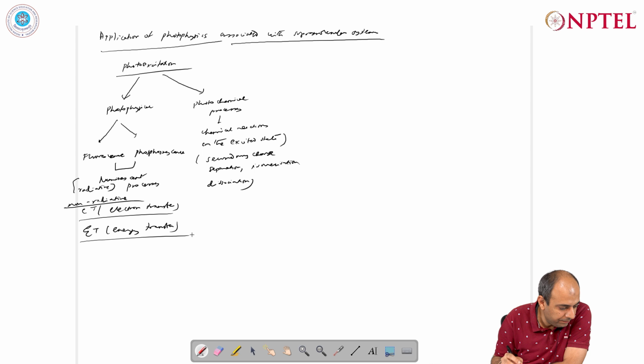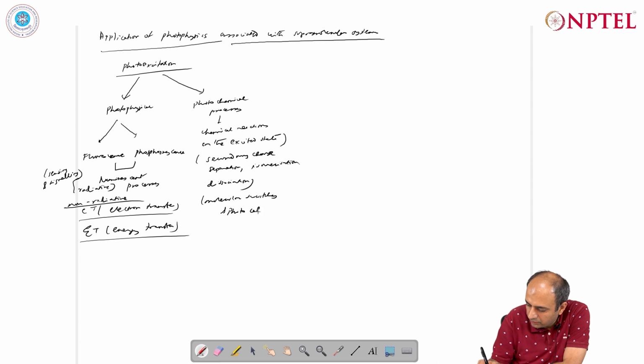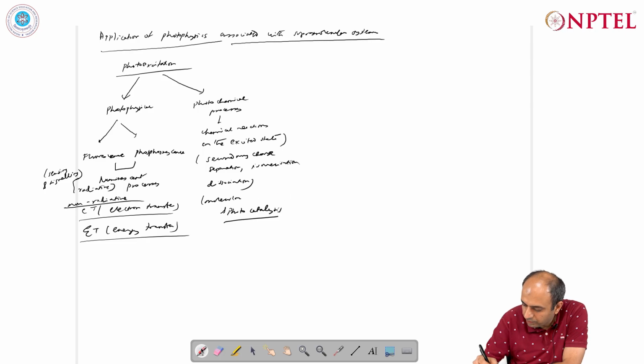Okay. So, what is important is that we can have either the fluorescence and phosphorescence processes. These are of importance in sensing and signaling, whereas the chemical reactions of the excited state, the photochemical processes, are important in the fields of application to molecular switches and photocatalysis.